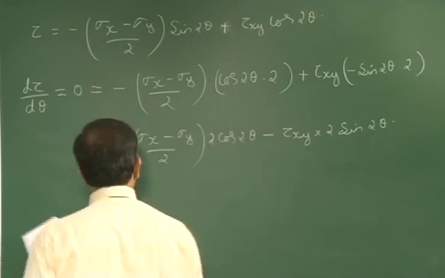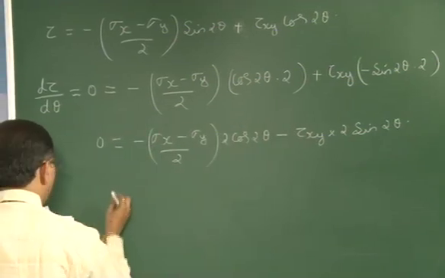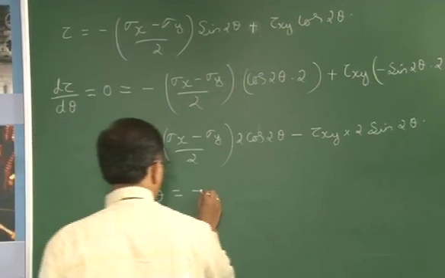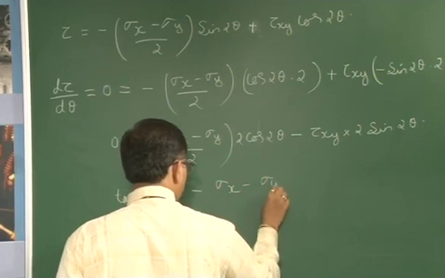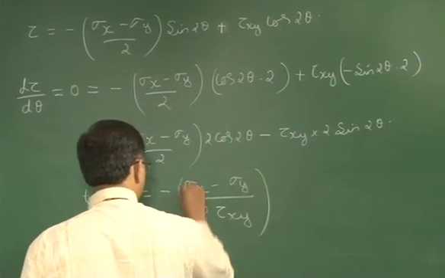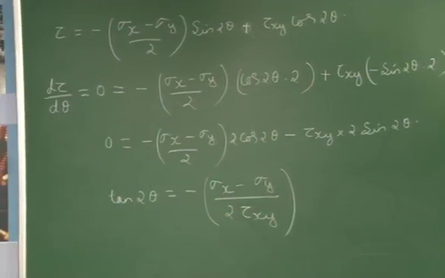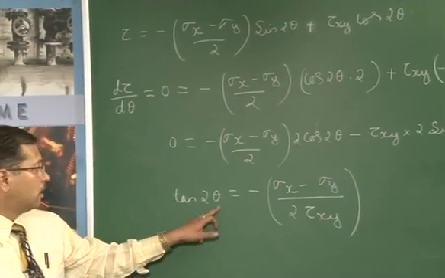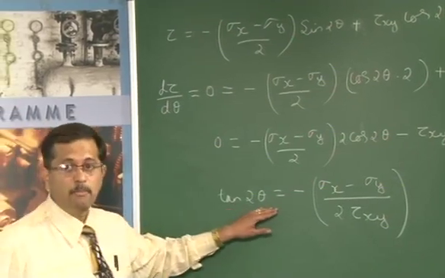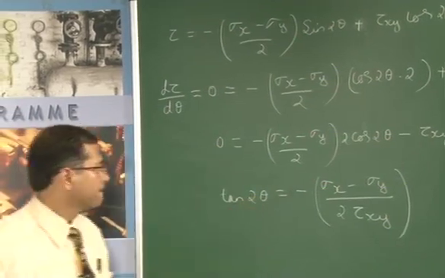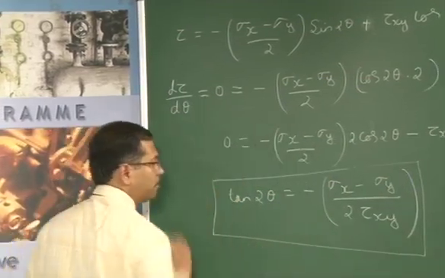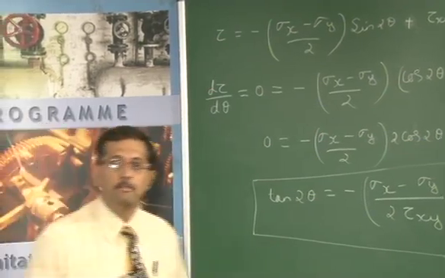So if I rearrange this, I would get the expression tan 2 theta, which is equal to minus (sigma x minus sigma y) by 2 tau xy. This is the expression that we get. Now this would give us the inclination of the plane on which we will get the maximum shearing stress. Okay. Now this equation is used to get the inclination of the plane on which we will have the maximum shearing stress.